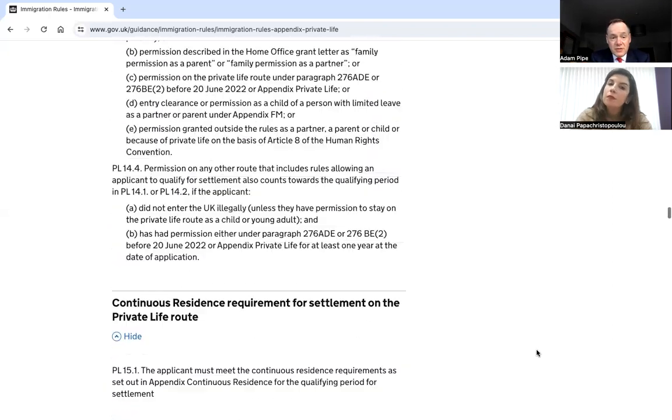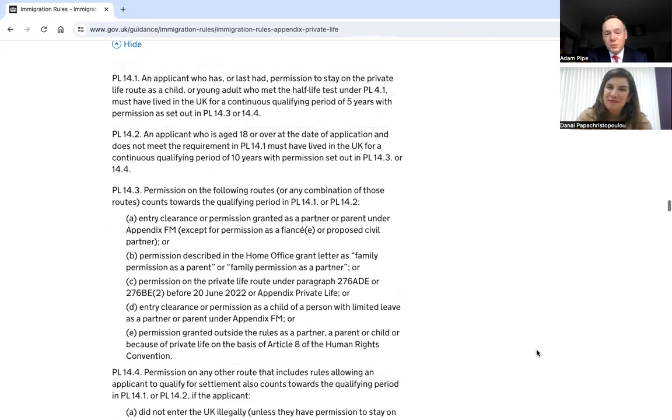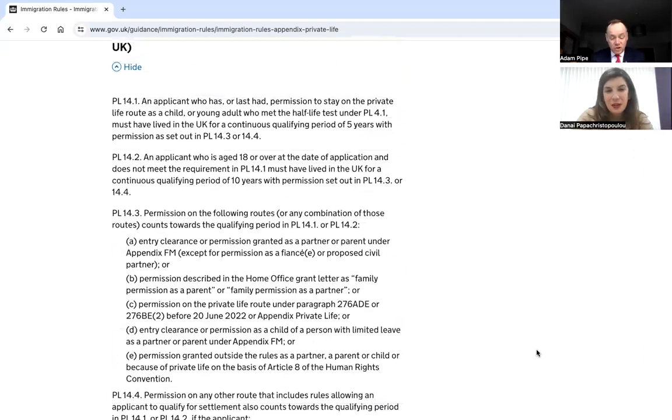Now, that's been a bit of a tortuous tour through the rules, but Danai, in terms of issues, I think 11.3 and 14.1, which is up on the screen, have caused issues. What issues have you encountered in the light of these paragraphs? So the main issue, as you've already said, is that both these provisions require the applicant's extant or last leave to have been specifically granted under the private life rules.